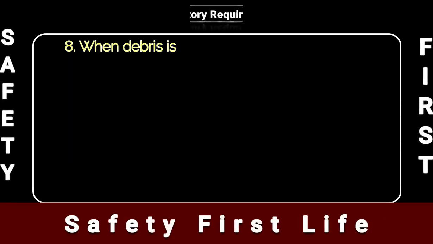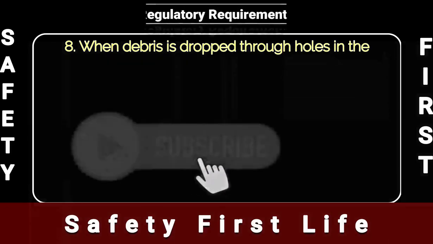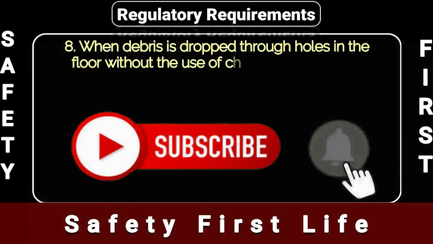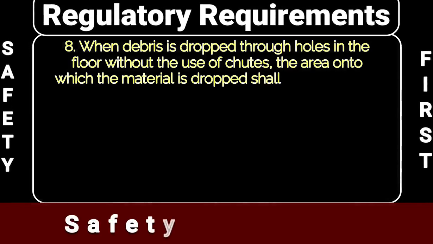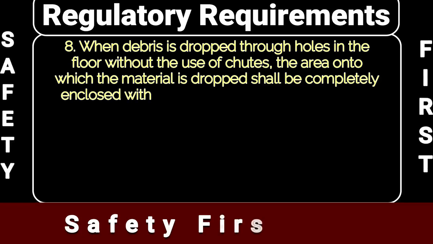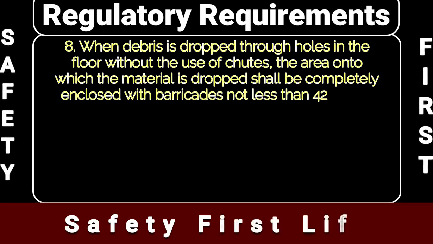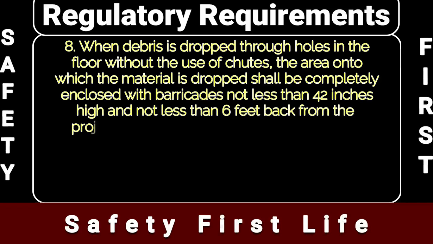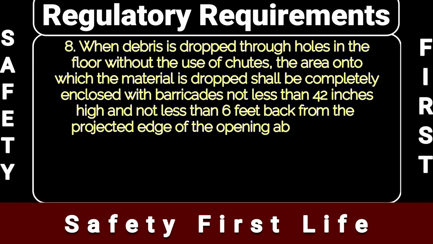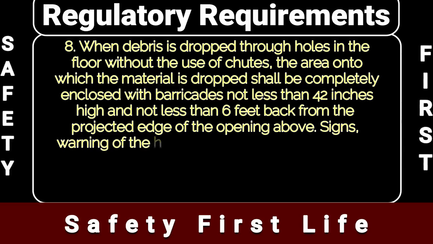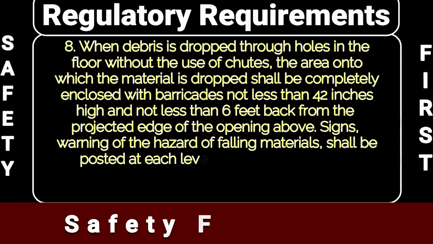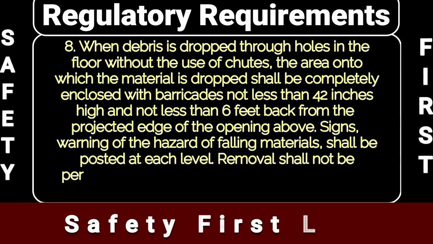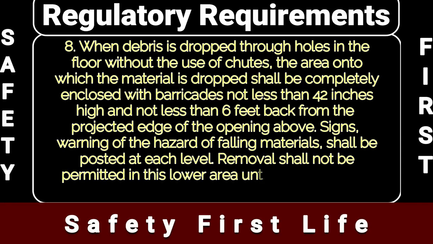Number 8, when debris is dropped through holes in the floor without the use of chutes, the area onto which the material is dropped shall be completely enclosed with barricades not less than 42 inches high and not less than 6 feet back from the projected edge of the opening above. Signs warning of the hazards of falling materials shall be posted at each level. Removal shall not be permitted in this lower area until debris handling ceases above.